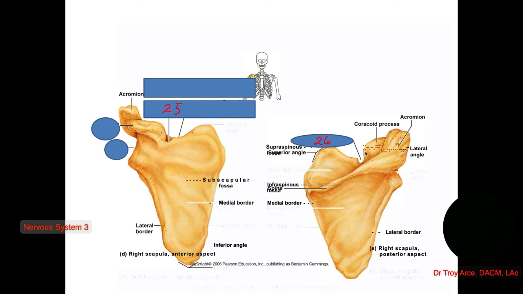If you can see this structure that separates the infraspinatus from the supraspinatus area, you know you're looking at the posterior side, the posterior aspect. If you don't see that, you know you're looking at the anterior aspect of the scapula.